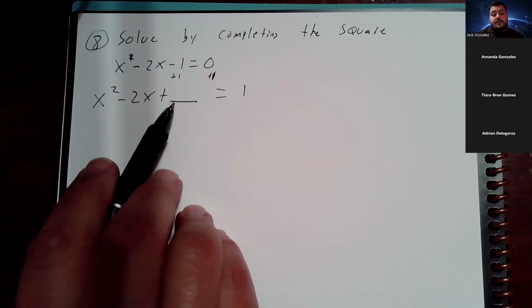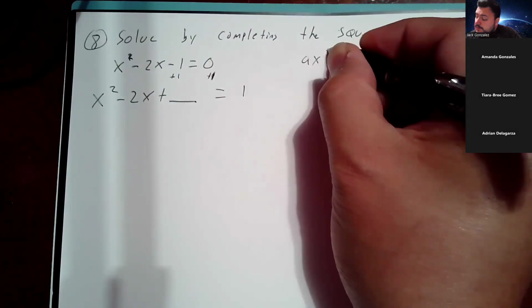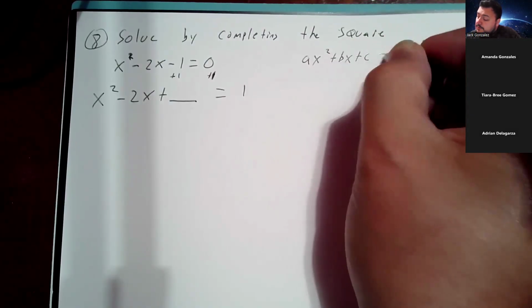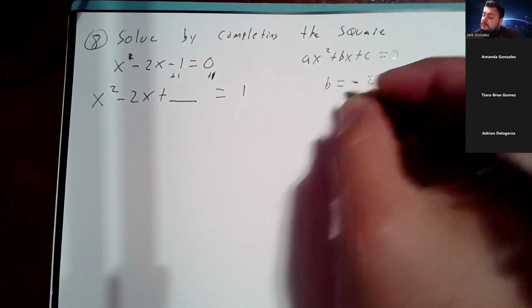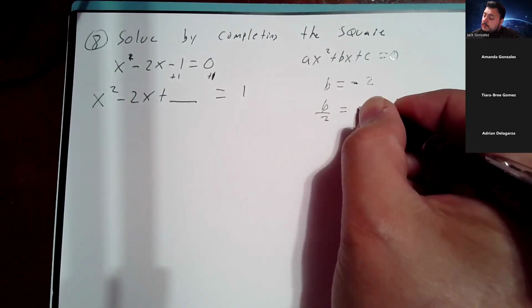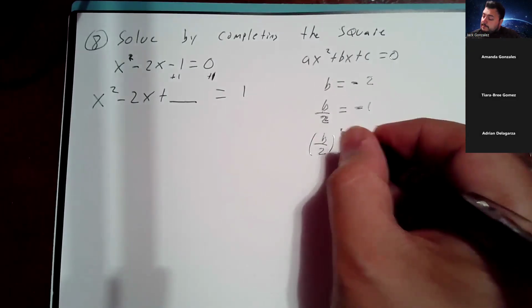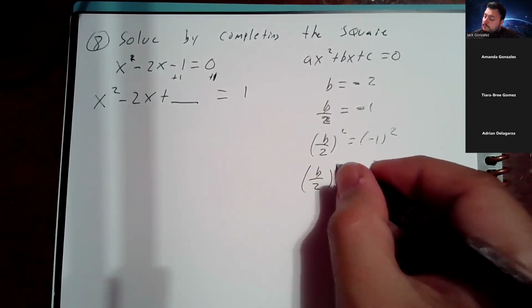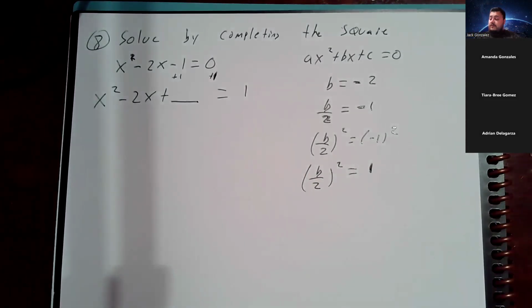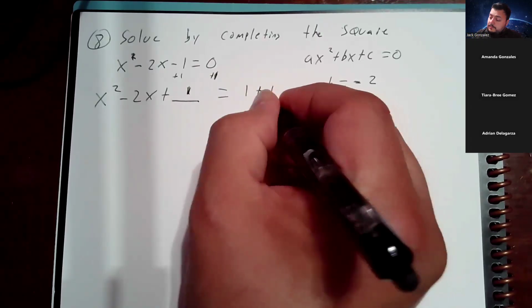So the special number to complete the square is half the b term, right? Remember, when I say b term, I'm talking about the general quadratic. B is equal to -2. Half of that is -1. Square that, and that's a positive 1, right? So that's the magical number I'm going to add to both sides. Add 1, add 1.